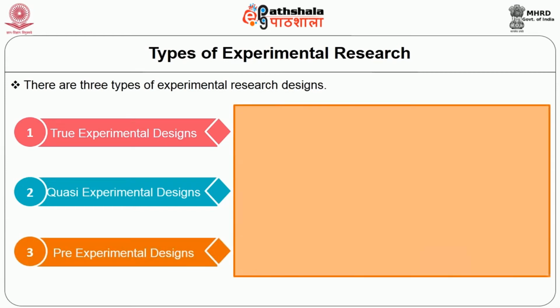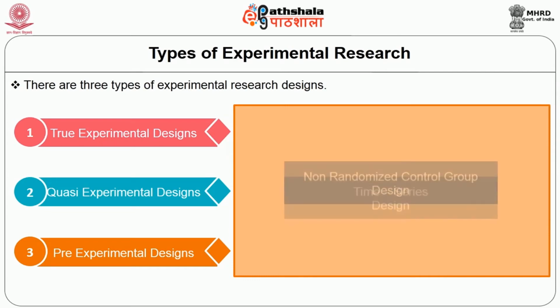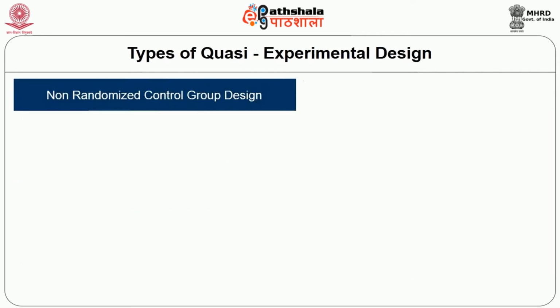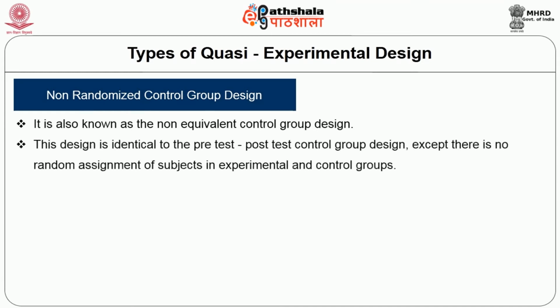Next comes the types of quasi-experimental design. There are two types of quasi-experimental design. They are the non-randomized control group design and the time series design. Non-randomized control group design is also known as the non-equivalent control group design. This design is identical to the pre-test, post-test control group design, except there is no random assignment of subjects in experimental and control groups.